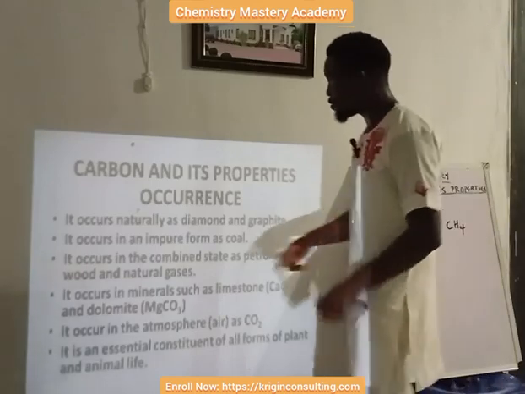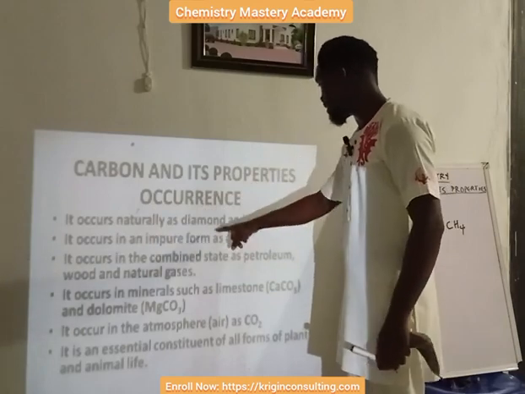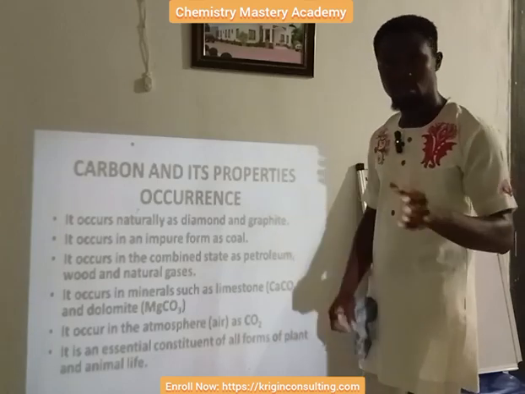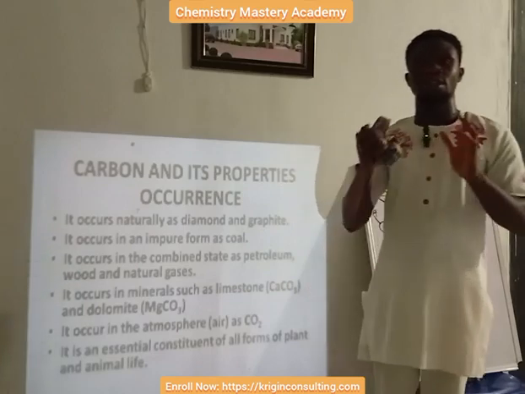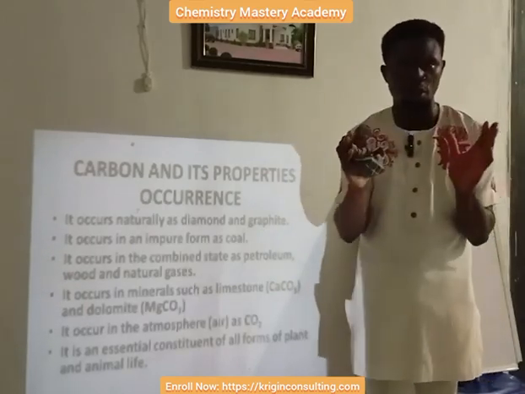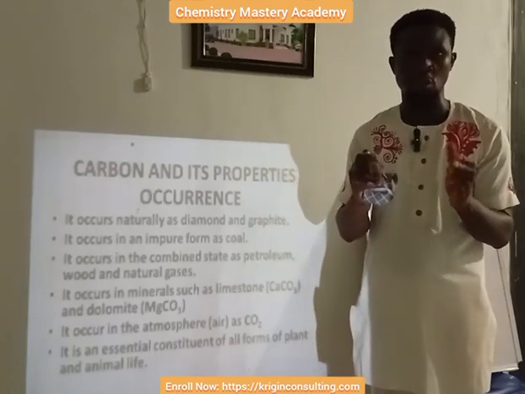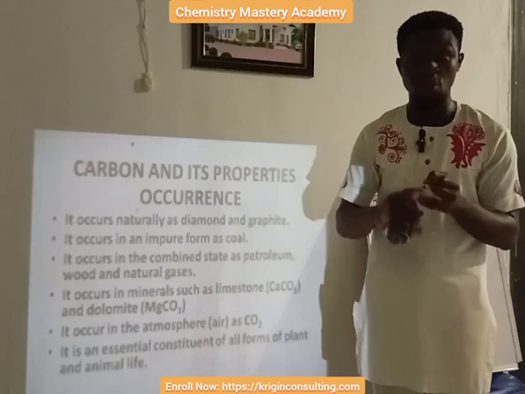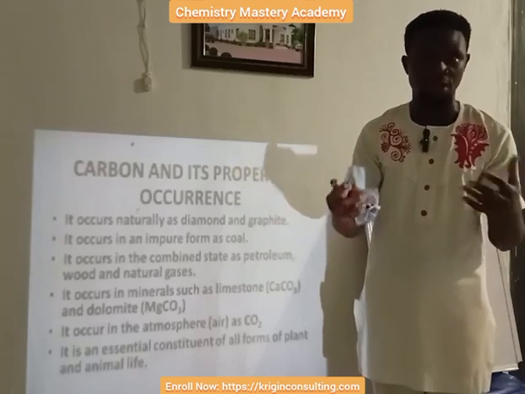So now let's look at some properties of carbon. The first property we have here is that it occurs naturally as diamond and graphite. So basically, what are we saying? The natural form of carbon is diamond and graphite. Your diamond is a form of carbon.